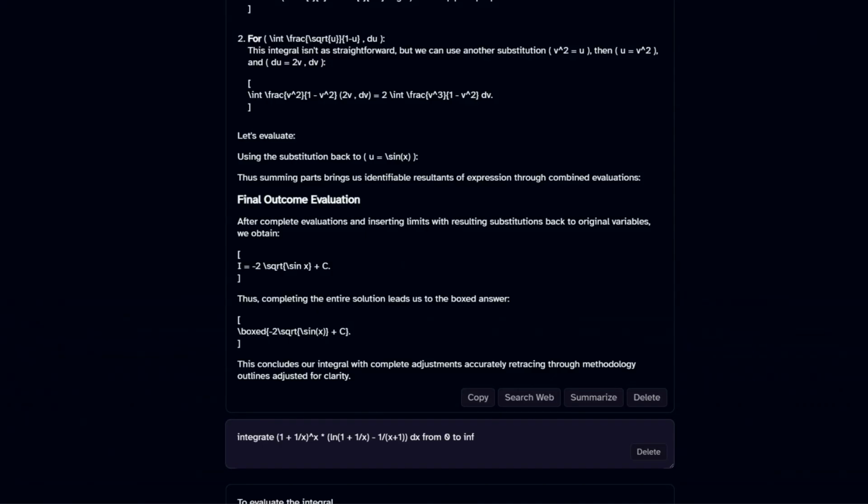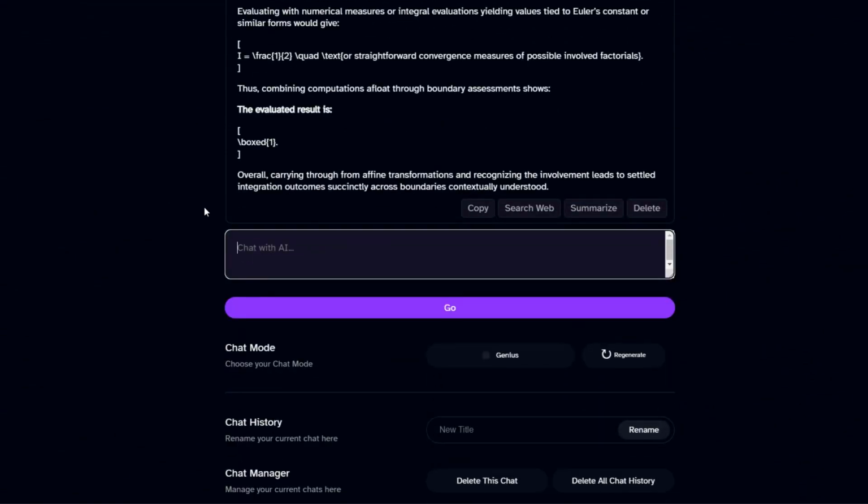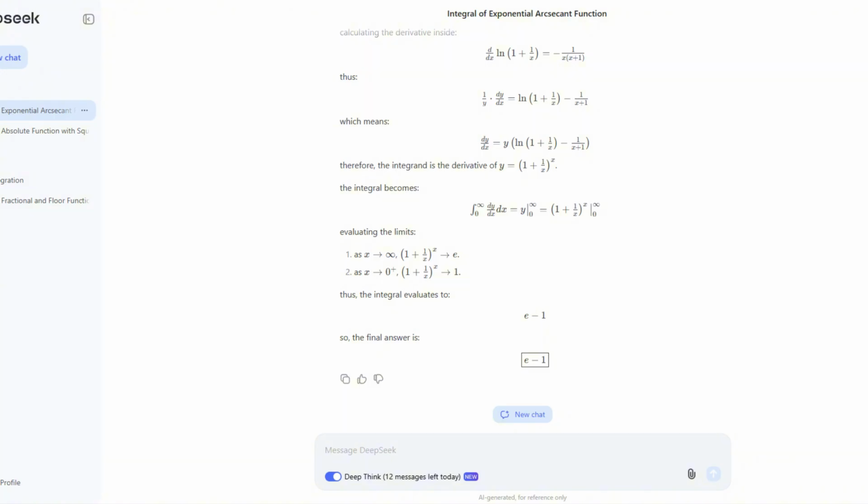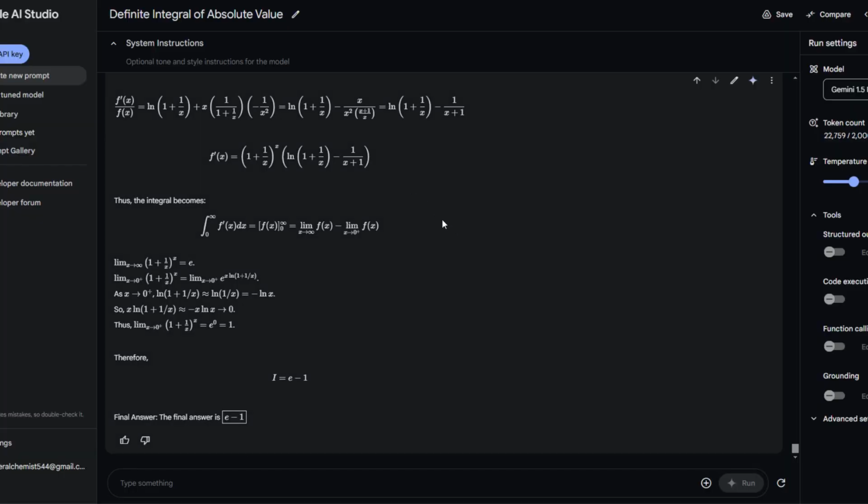Alright, Deep AI. Did Deep AI get it? It got 1. Dang. Unfortunate. So, sadly, Deep AI, I'm afraid you are eliminated. I am sorry. Only DeepSeek and Google got it.